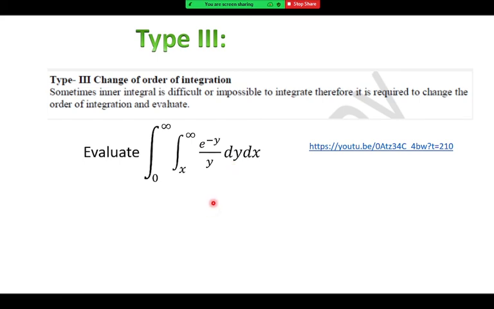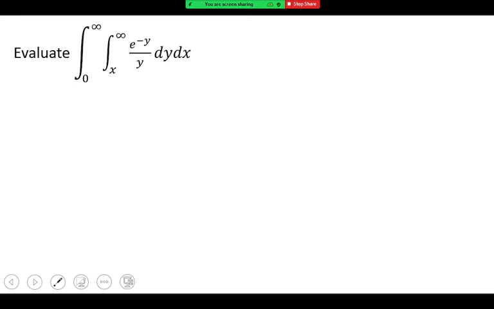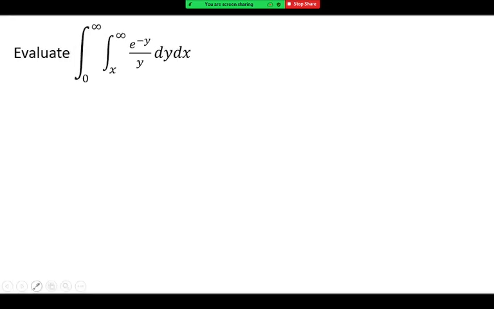So let me solve this question here. Suppose we have this question: evaluate this double integral. Now obviously we cannot evaluate this with y. You can apply any rule. Tell me if you know, if it is possible for you, you can tell me the integration. Can you integrate this? Yes, anyone? Is it possible?